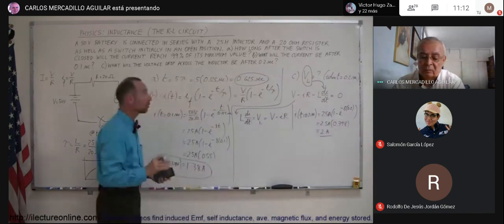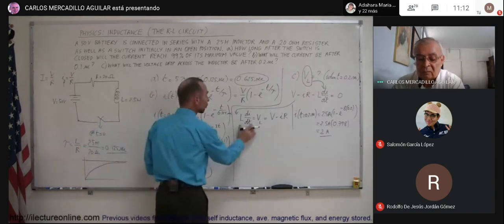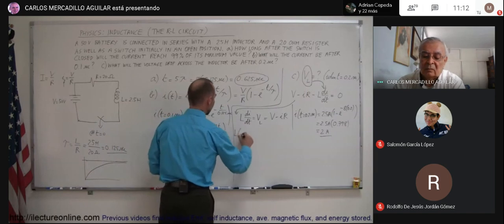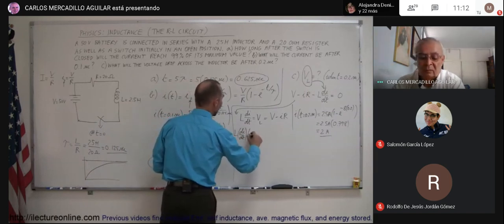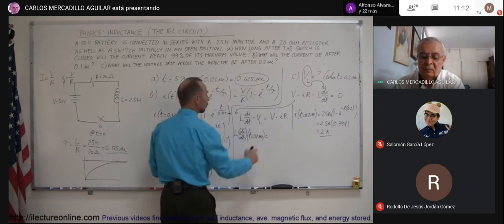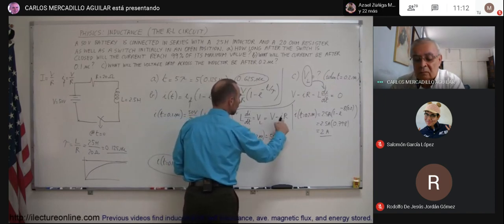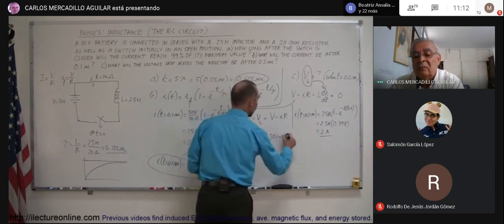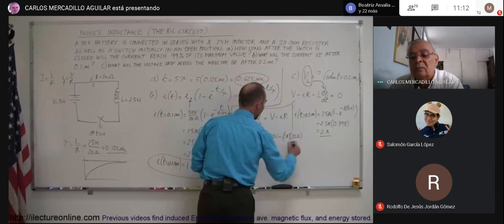All right, so now we know the current at t equals 0.2 seconds, which means we can now find the voltage drop across the inductor at 0.2 seconds. So L di/dt when time equals 0.2 seconds is equal to the voltage from the battery, which is 50 volts, minus the voltage drop across the resistor at time equals 0.2 seconds, which is 2 amps times 20 ohms.